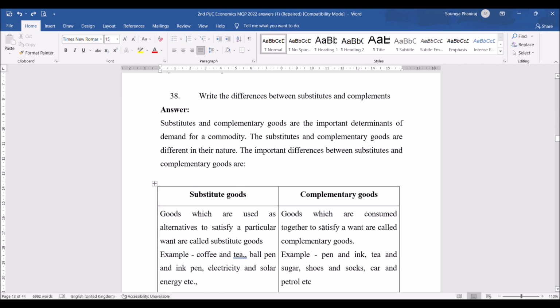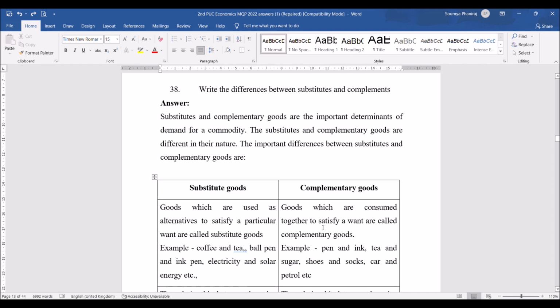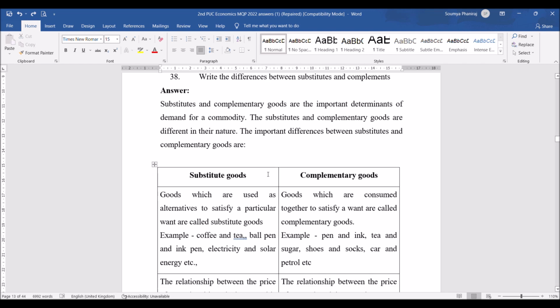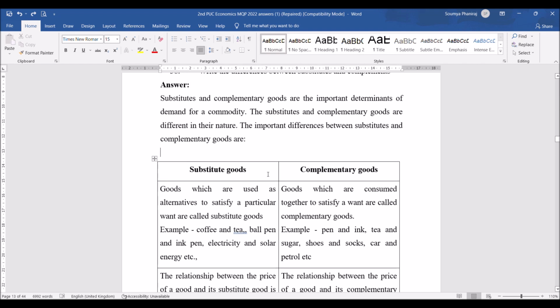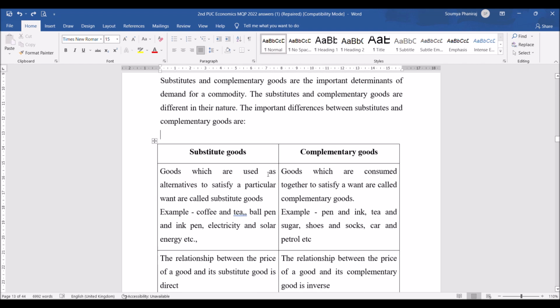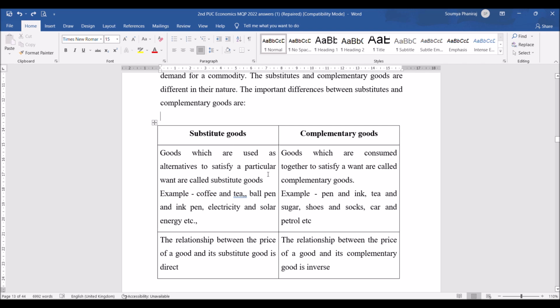Moving on to the next question. Write the differences between substitutes and complements. So here, when I told you about the previous question where it was a descriptive answer, so 2 or 3 paragraphs explaining the answer to the question has to be written. When it comes to the differences, it is better to depict in a tabular format. And when you are depicting in a tabular format, make sure that you are writing enough to fetch 4 marks.